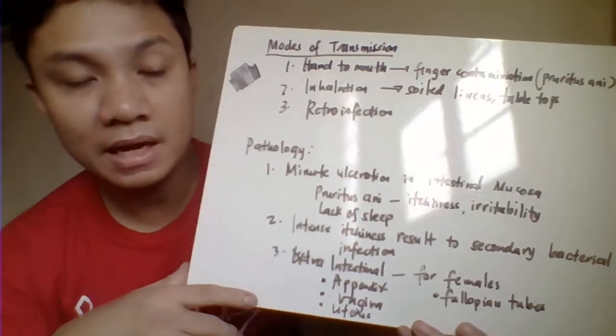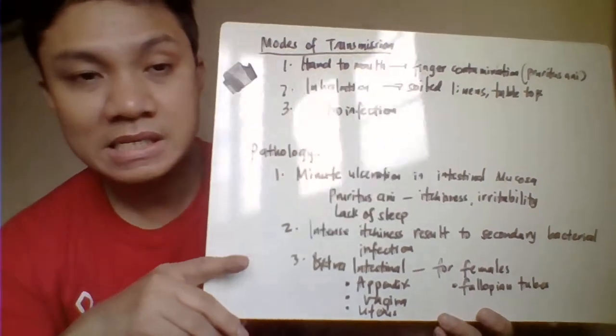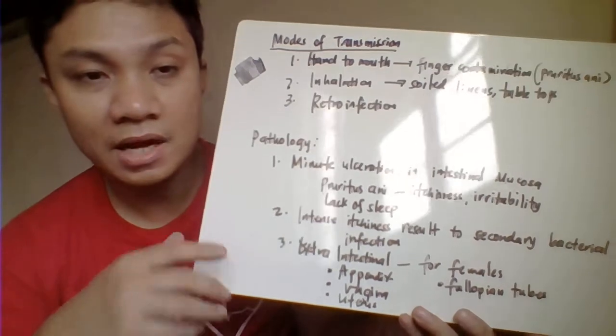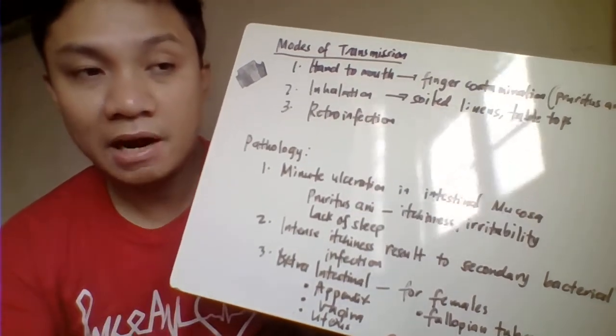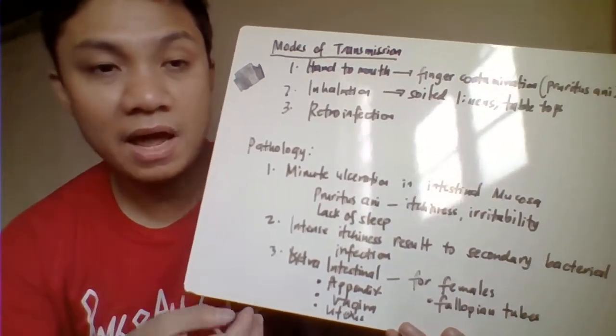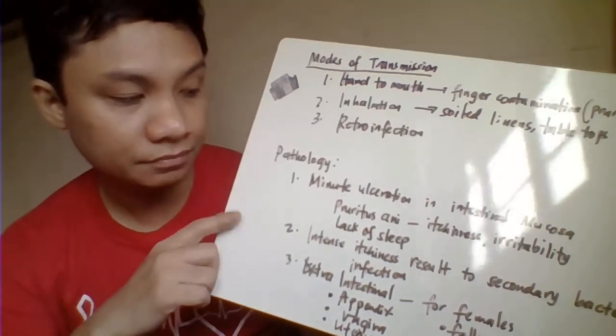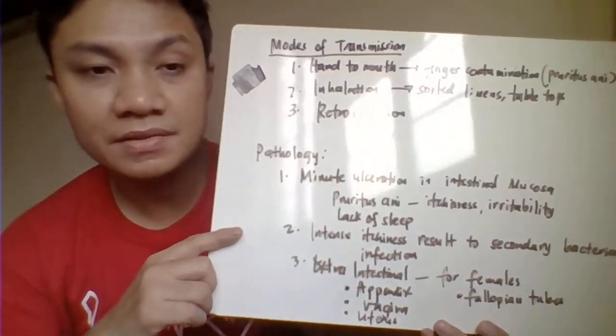The third one is retroinfection, which we have discussed. As the female worm lays eggs on the anus area, it hatches easily, and the larva liberates from the egg and goes back to your body to become a retroinfection or reinfection. Then we have the manifestations.